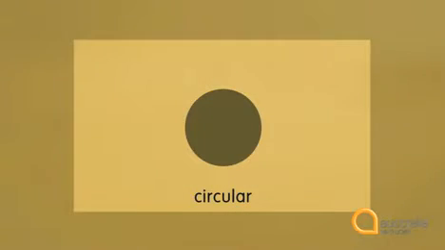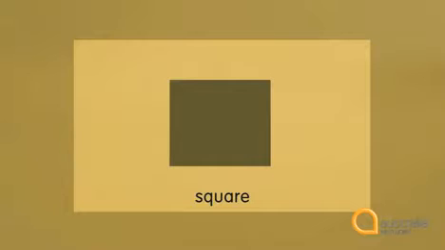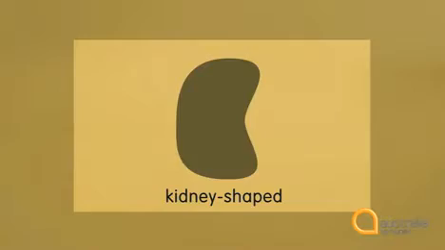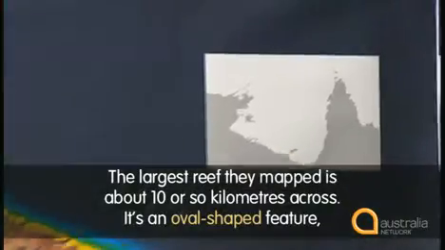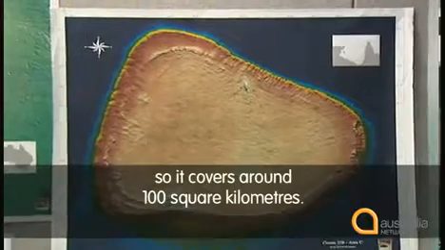So you might write up adjective lists according to groups. To describe shapes, we can say circular, triangular, rectangular, spherical, but we just say square. It's also possible to describe something by saying it's like something common. So we can say something is egg-shaped or kidney-shaped. Listen. The largest reef they mapped is about 10 or so kilometres across. It's an oval-shaped feature, so it covers around 100 square kilometres.